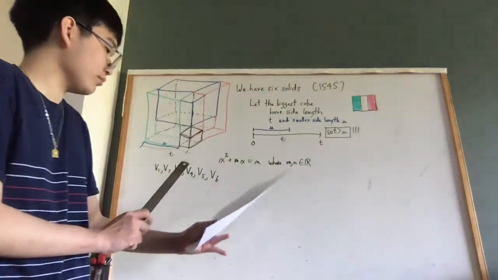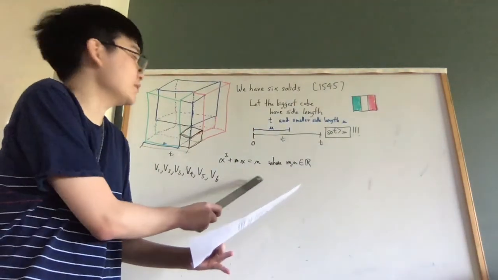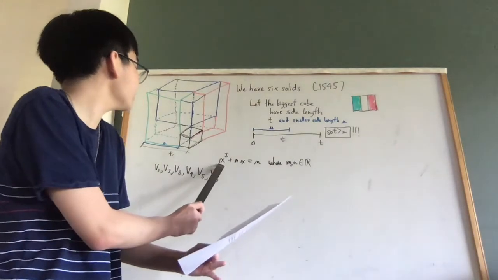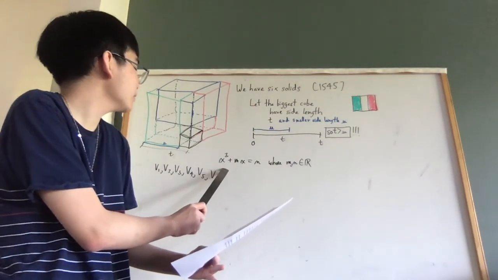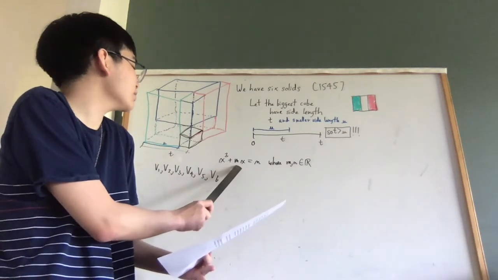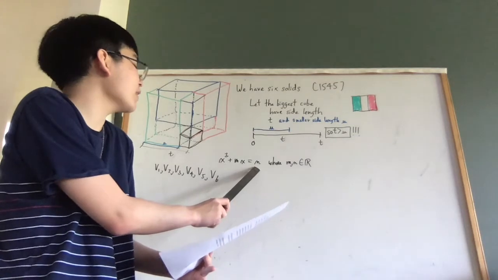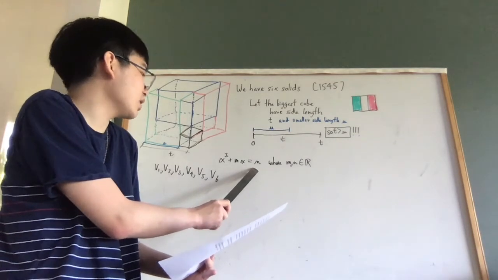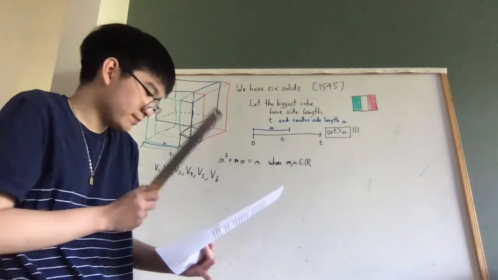So first, let me mention what a depressed cubic is. A depressed cubic is essentially a cubic without a quadratic term. See, here you have a monic x cubed with no coefficient in front of it, except 1. You have a linear term with a coefficient n in front of it, and then you have on the right-hand side of the equation a constant term m, where n and m are real numbers.